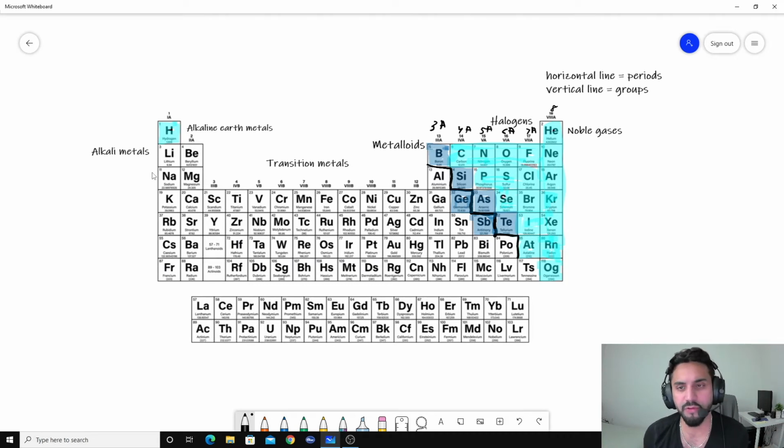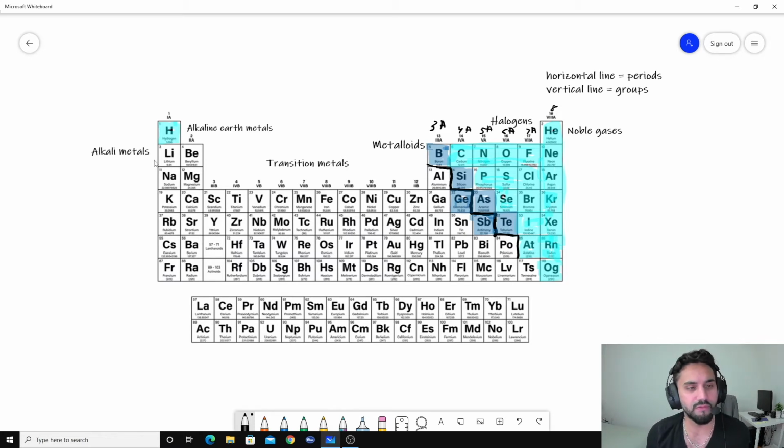Another thing we need to know is that the boxes that go down vertically, we call these groups. So they're actually numbered here on top. Group 1, 2, A. These are under A, and these are under B, 3B, 4B. Here, 13A, or we say 3A, continue from here. After 2A, there's 3A, 4A, 5A, 6A, 7A, and so on.